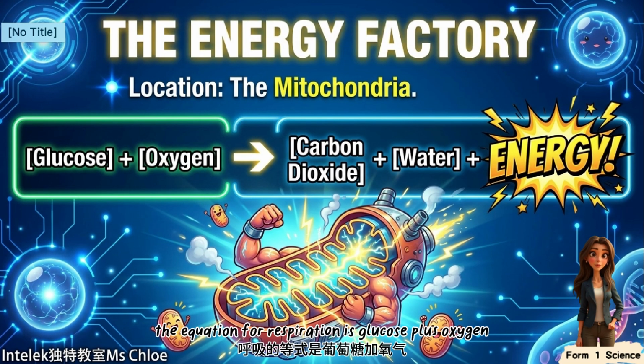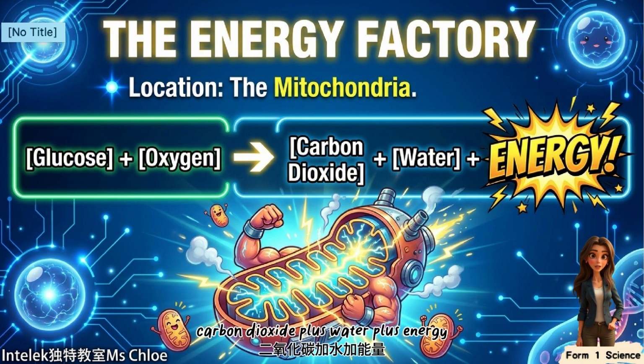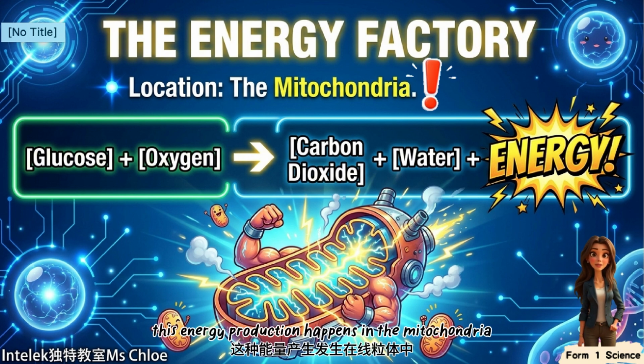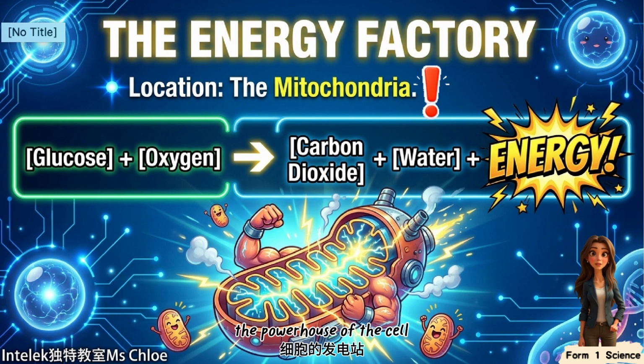The equation for respiration is glucose plus oxygen gives carbon dioxide plus water plus energy. This energy production happens in the mitochondria, the powerhouse of the cell. Notice how this equation is essentially the reverse of photosynthesis.